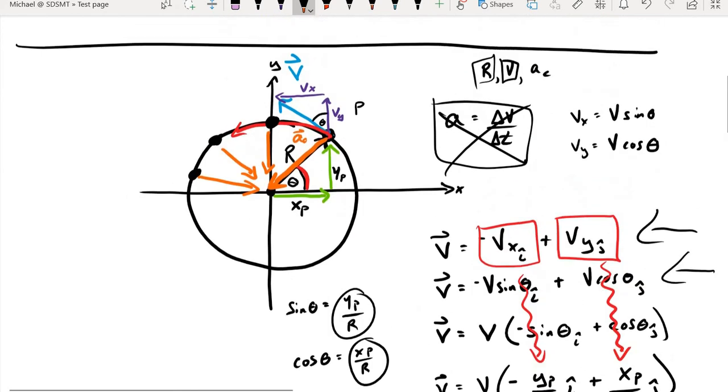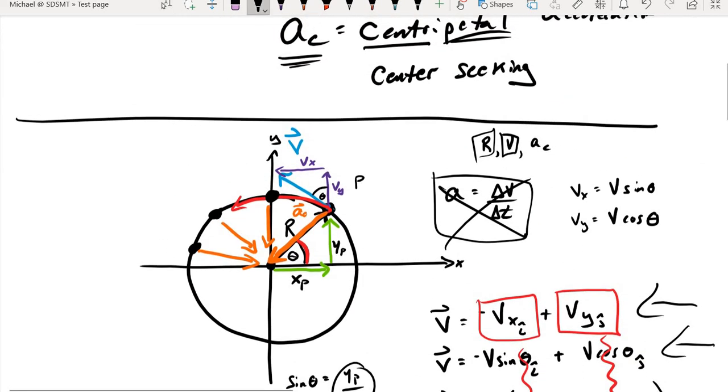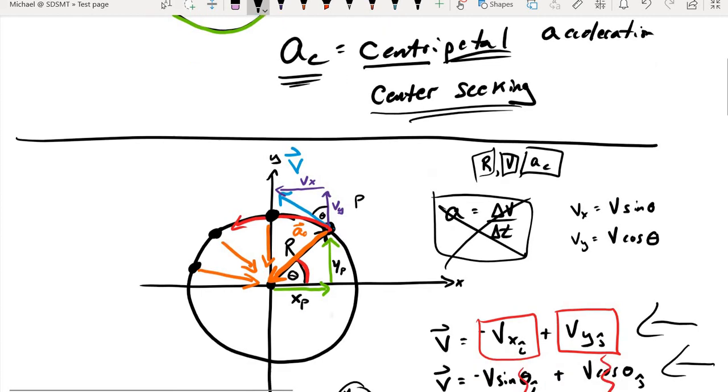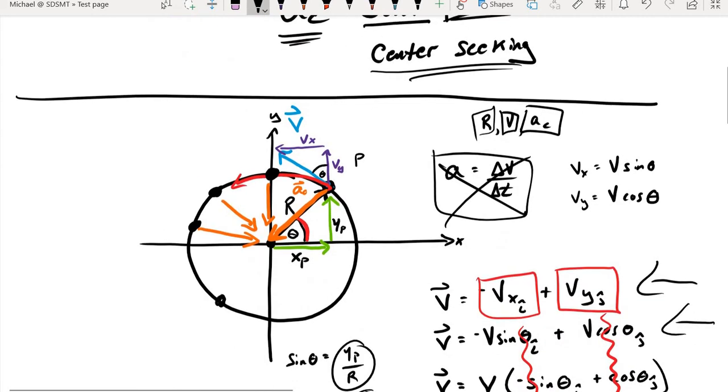But I'm not so concerned with the direction that the centripetal acceleration is pointing, because I already know it's going to be pointing towards the center. It doesn't matter where I am. If I'm right there, okay, there's my acceleration vector. It's pointing towards the center of the circle. If I'm over here, well, there's the acceleration vector. It's pointing towards the center.